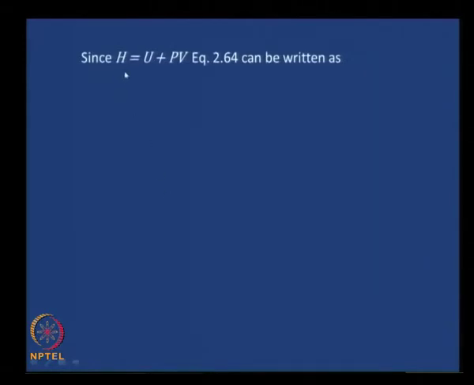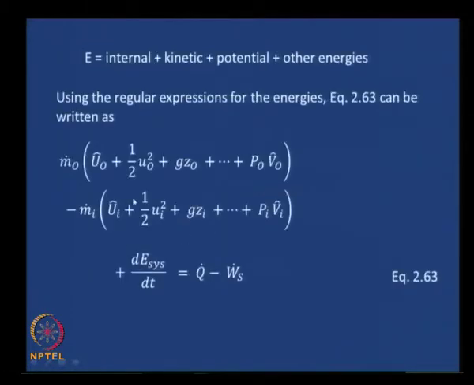Now, since enthalpy equals U plus PV, there is a need to bring in enthalpy here because the enthalpy values are probably easily available. Enthalpy equals U plus PV. This is equation 264. If you look at 264, you have U O hat plus P O V O hat. Therefore, you have an enthalpy term right here by the combination of this, and enthalpy values are probably more easily available.